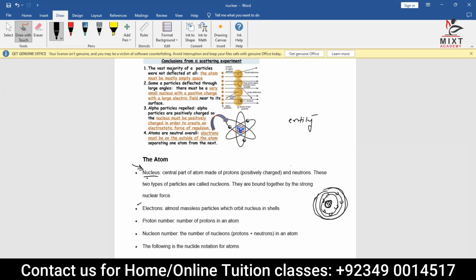Now put a heading, nucleus. A nucleus is the central part of an atom made of protons, which are positively charged particles, and neutrons having no charge. These two types of particles are called nucleons. They are bound together by the strong nuclear force.